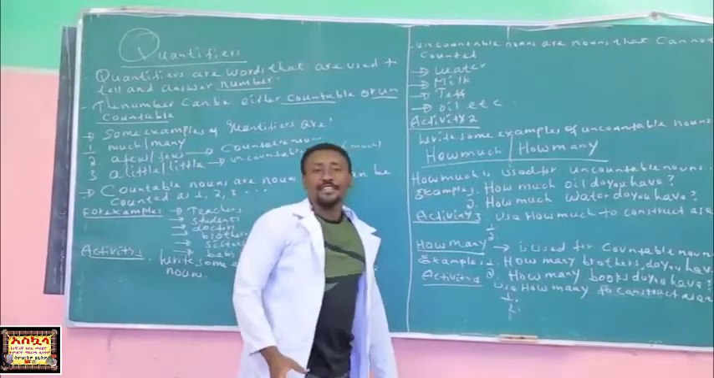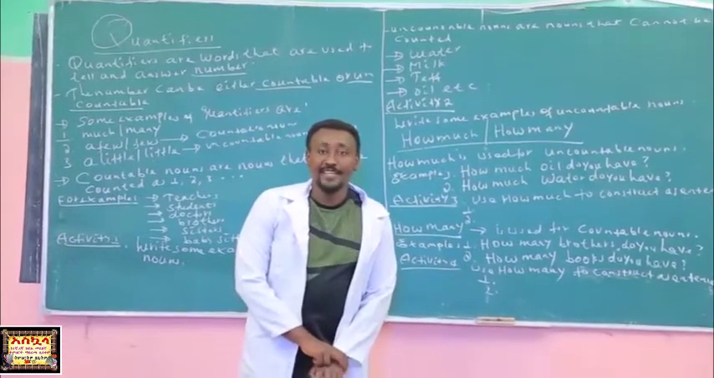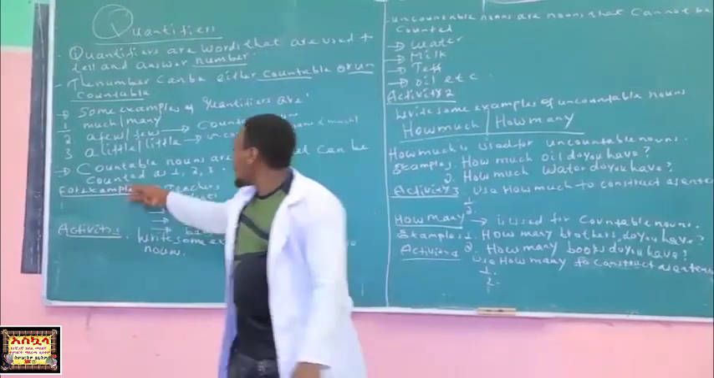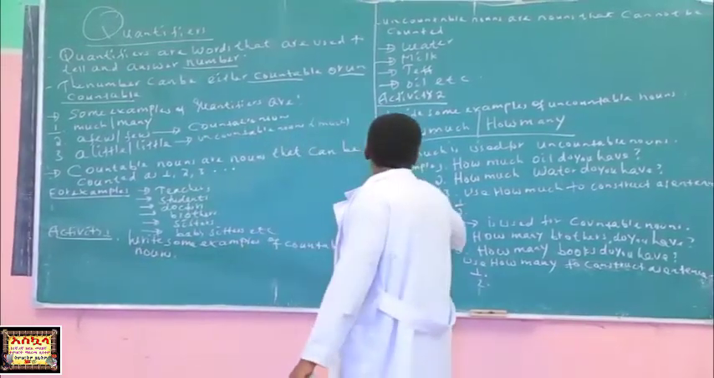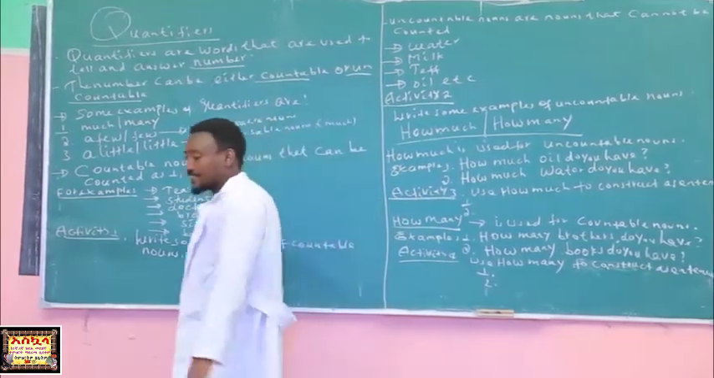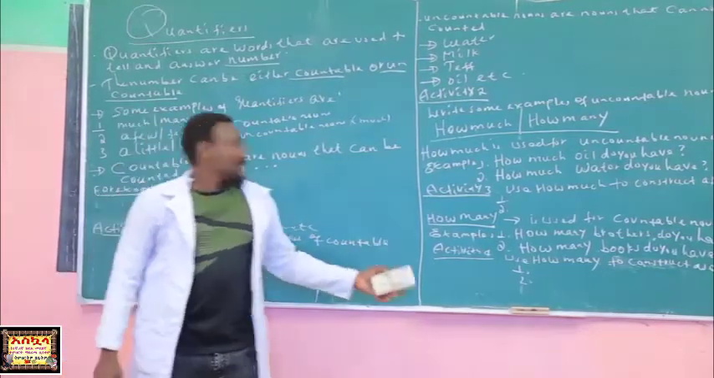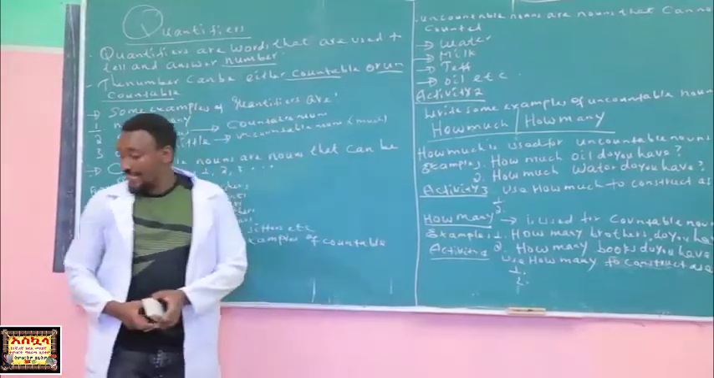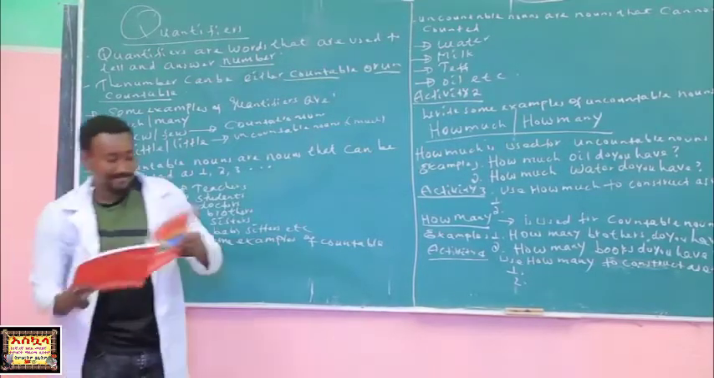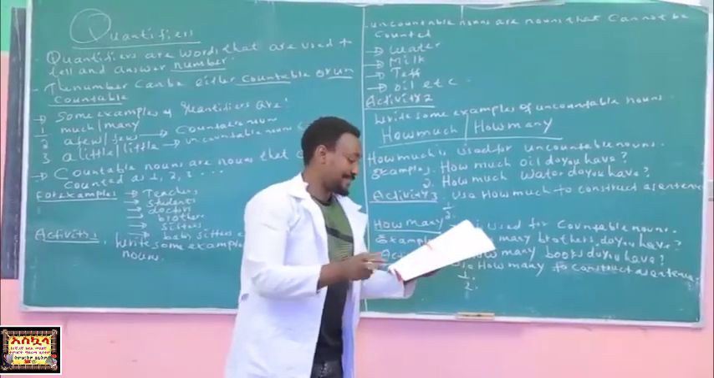At Grade 3, this much depth is enough about quantifiers. Understand? Don't forget to do the activities. Activity 1 is given, Activity 2 is given, Activity 3 is given, and Activity 4 is given. In your home, do this with your family. Now the other one, we're again on page 7. Yes, we discussed how much and how many.